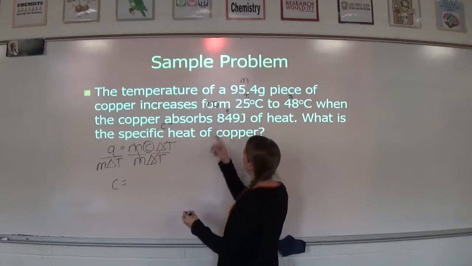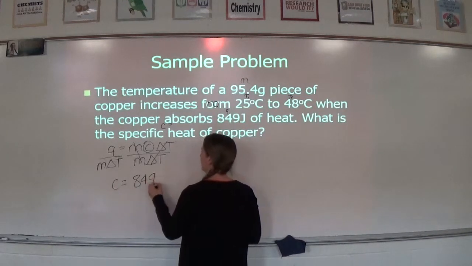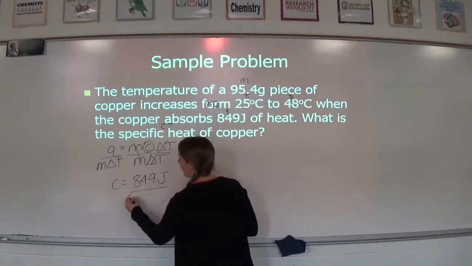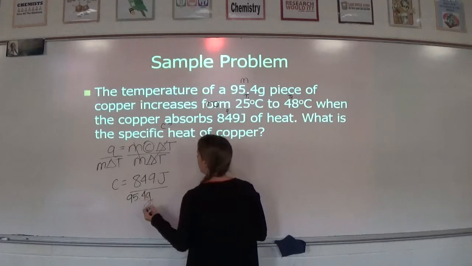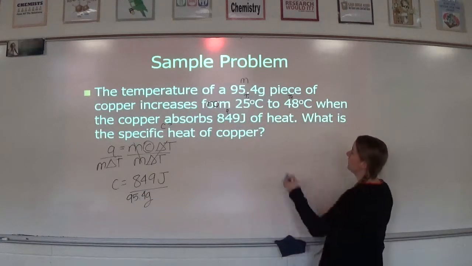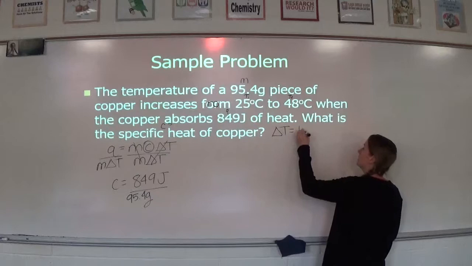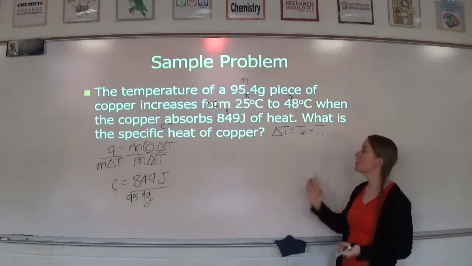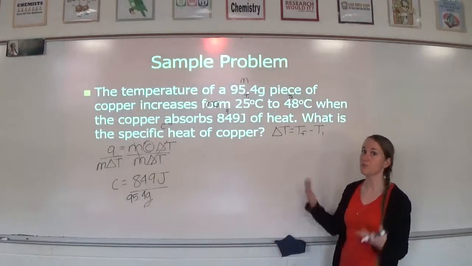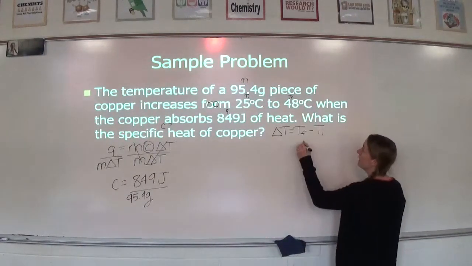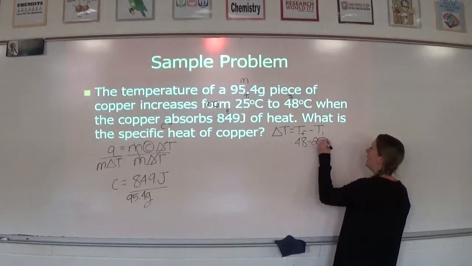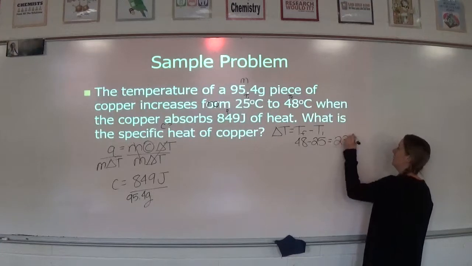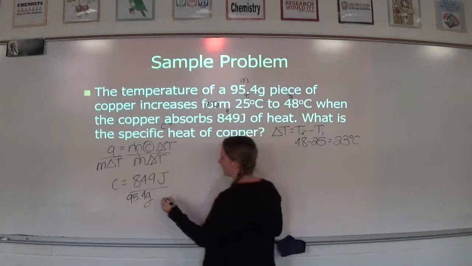So I have my Q, which is 849 joules. I have my mass, it's in grams like it's supposed to be, 95.4 grams. Now we got to do our change in temperature. Delta T is your final minus your initial. It's not always necessarily largest minus smallest. You can have a negative temperature change if it is cooling down. So I would do 48 minus 25, and that gives me 23 degrees Celsius, and then I can plug that in right here.